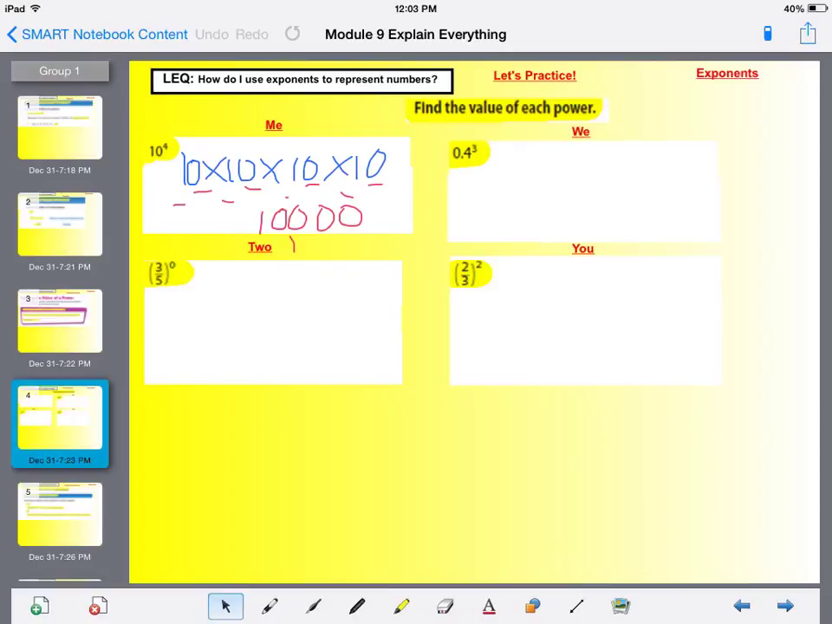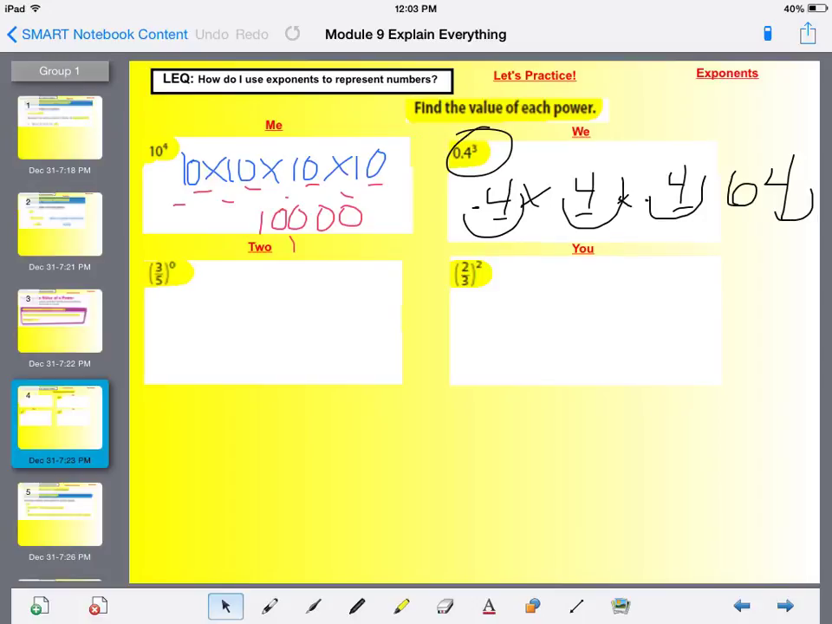Let's try 4/10 to the 3rd power. And that really means that we're taking 4/10 times 4/10 times 4/10. And when we multiply decimals, we remember that we disregard the decimal and we take care of it at the end. So 4 times 4 is 16, times 4 is 64, and now we can worry about that decimal point. So we're going to move it over 1, 2, 3 times. And so the answer here is going to be 64 thousandths.